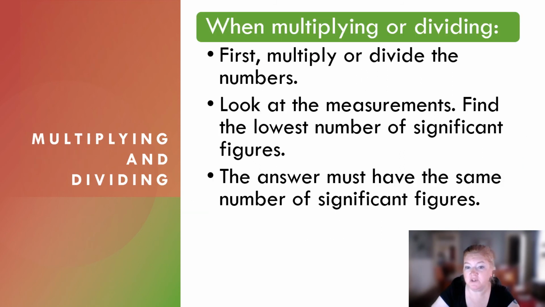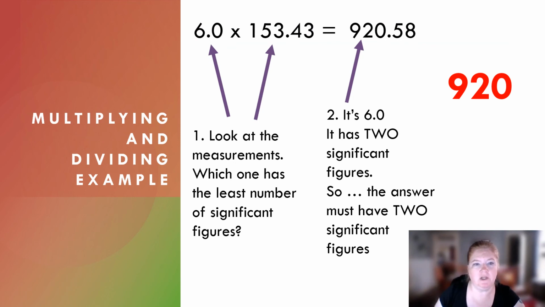All right, when you're multiplying and dividing, what's after the decimal doesn't matter. You just look at total number of significant figures, and you want to have the lowest number. So, okay, here's multiplication and division. First you multiply. Then you go back to the measurements that you were given. That has 2 significant figures. This has 5. So my answer can only have 2 significant figures.